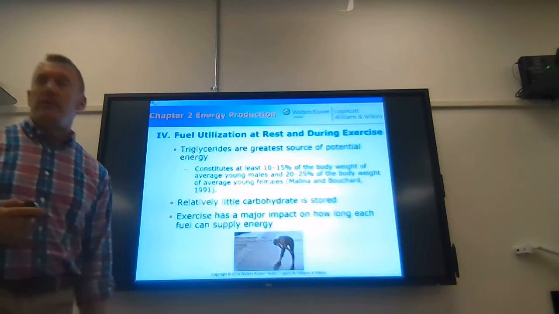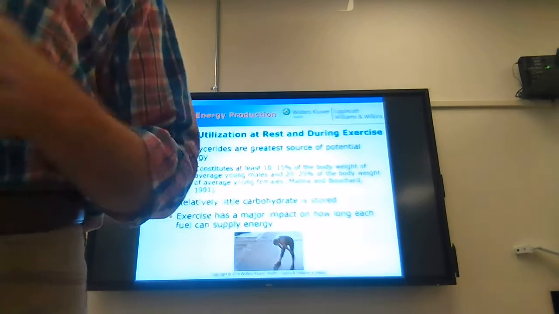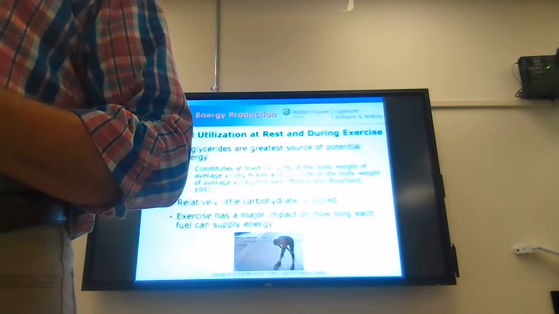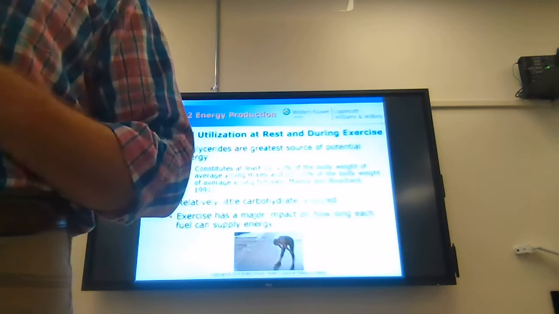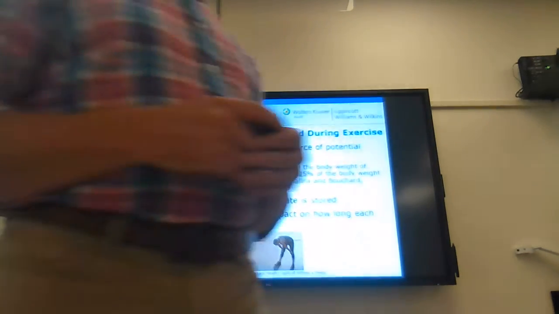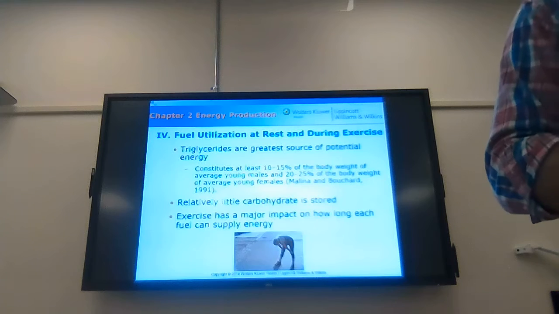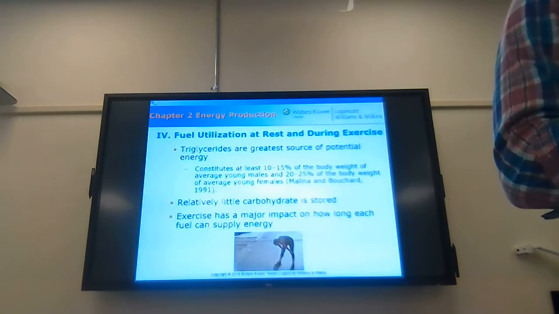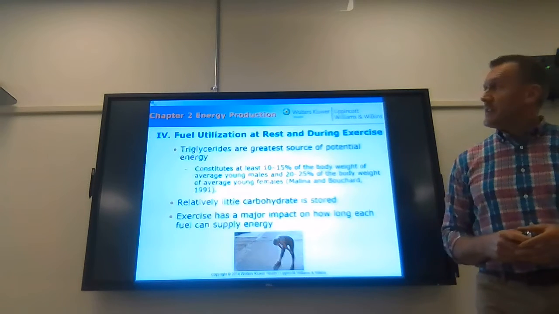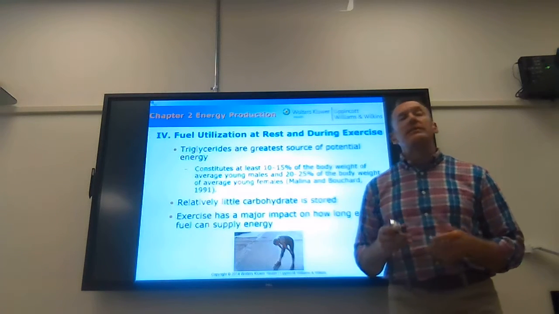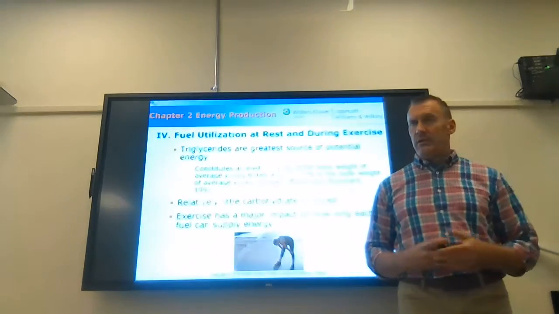It's important because we don't store very much carbohydrate. We have limited glycogen stores in the liver. The liver's responsible for maintaining blood glucose. We have a little bit more glycogen in skeletal muscle, but it's still in limited supply. So it's nice to be able to have triglycerides always there to provide a backup if needed.